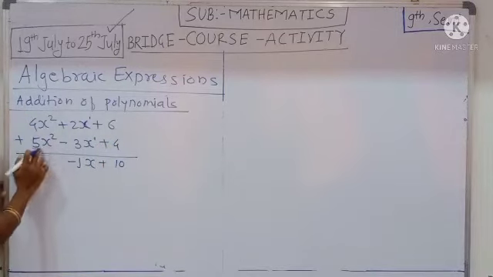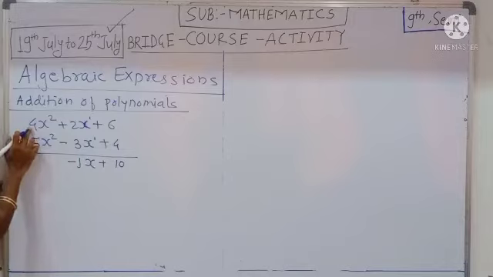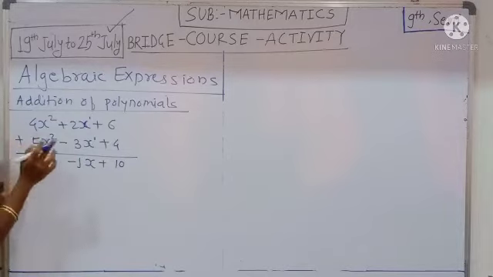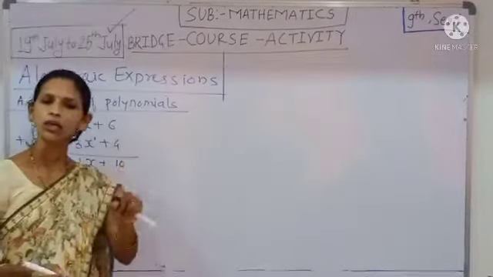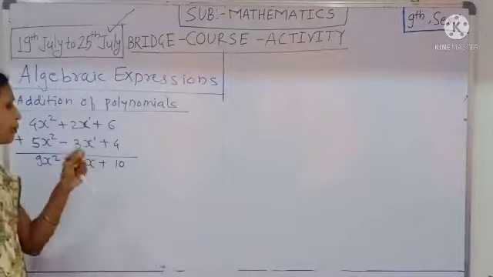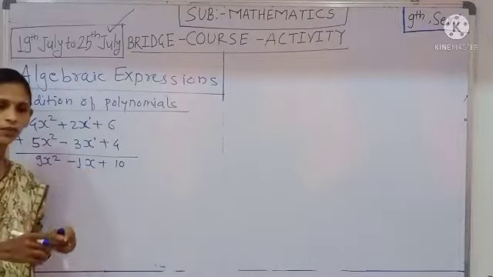And here 4x square and 5x square are like terms. Therefore, here the signs of both are positive. Therefore, 4 plus 5, 9x square. That type of examples you have solved in previous standard. Do the practice of this type of examples.